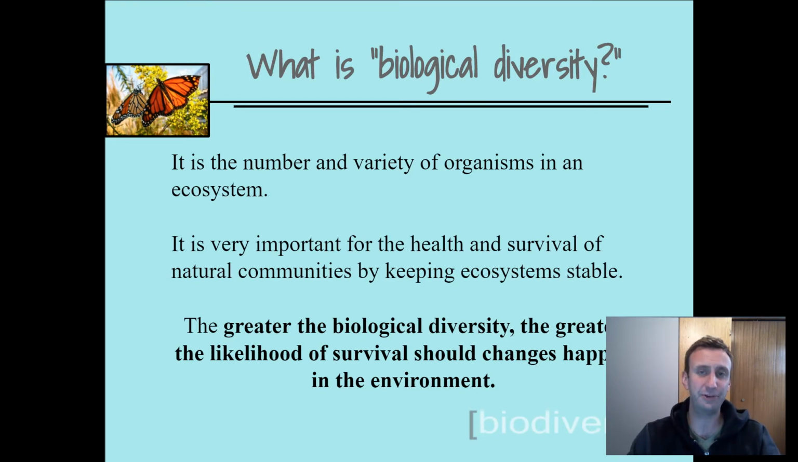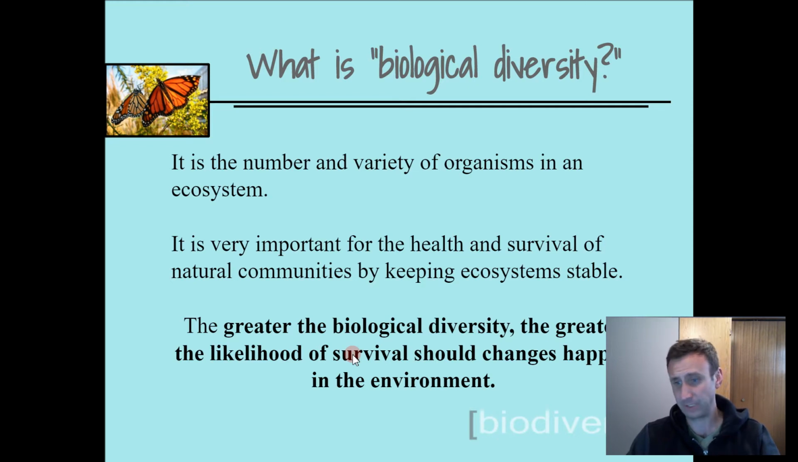So interesting for you to take a look and see how your class did. So let's talk about what the definition of biological diversity is. Now we're actually getting into the thick of it. Biological diversity, it is the number and variety of organisms in an ecosystem. And biological diversity is very important for the health and survival of natural communities because it helps keep ecosystems stable. You actually want there to be a large amount of diversity in different ways. And we're going to talk about those different types of diversity. But diversity essentially always helps with survival of an ecosystem or a species or whatever we're talking about. The greater the biological diversity, the greater the likelihood of survival should changes happen in the environment.